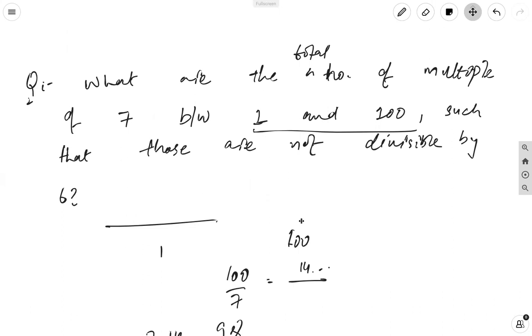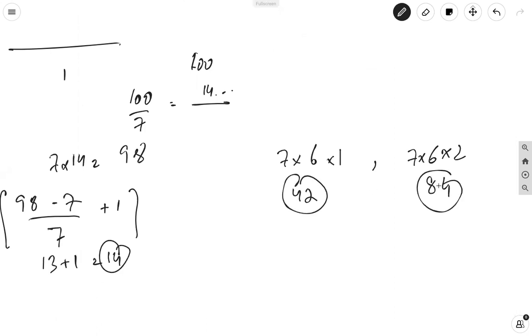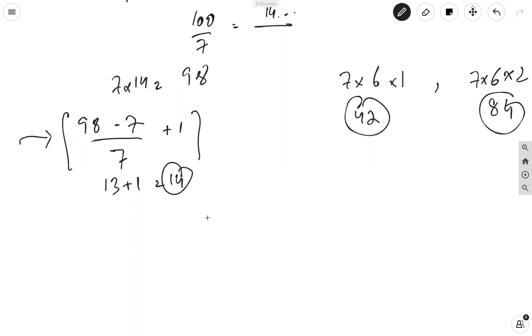Okay, so let's find the multiples of 7 that are also divisible by 6. So what are those? 42. 7 into 6 into 1, and the next one will be 7 into 6 into 2, right? So this will be 42, and this will be 84. So there are two values in this range that are multiples of 7 and divisible by 6. So the total is 14, and we subtract these two. So 12. There are 12 values in this range that are multiples of 7 and are not divisible by 6, right?